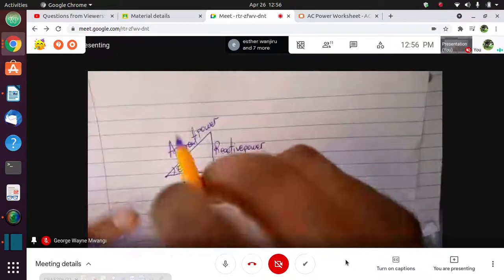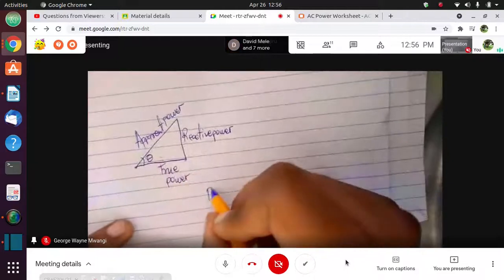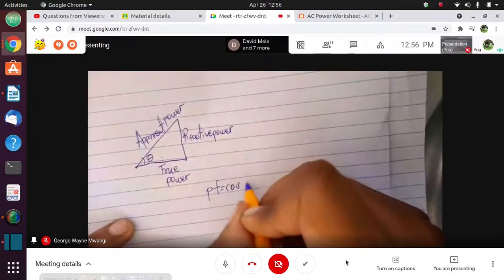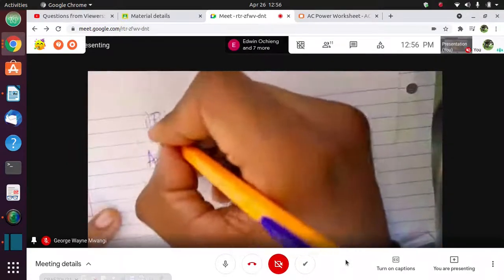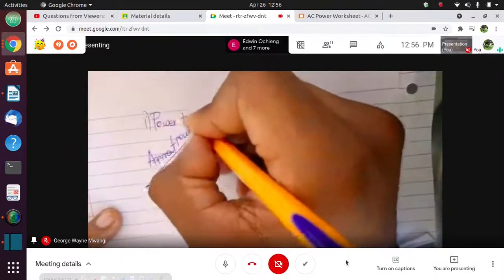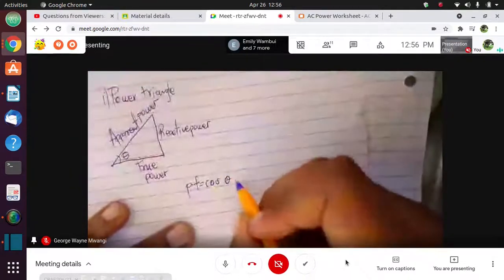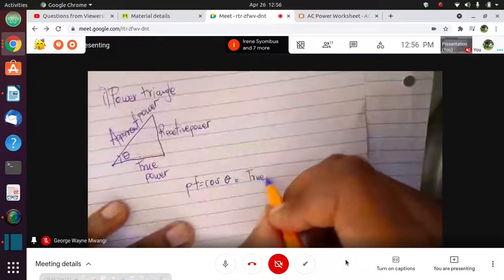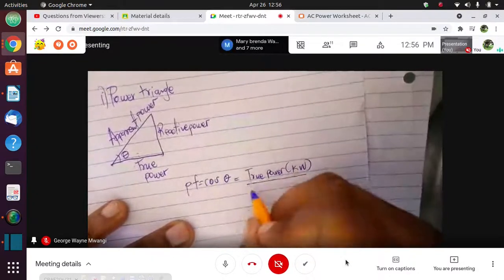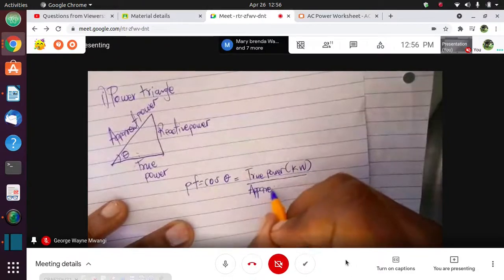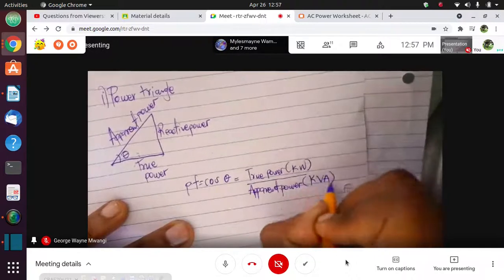Now, how do we calculate power factor? We have seen that power factor is the cosine of this angle that is formed by the power triangle. That is the first way of calculating power factor, by using the power triangle. Is the cosine of that angle, which is true power in kilowatts or watts, divided by the apparent power, which is in volt amperes.